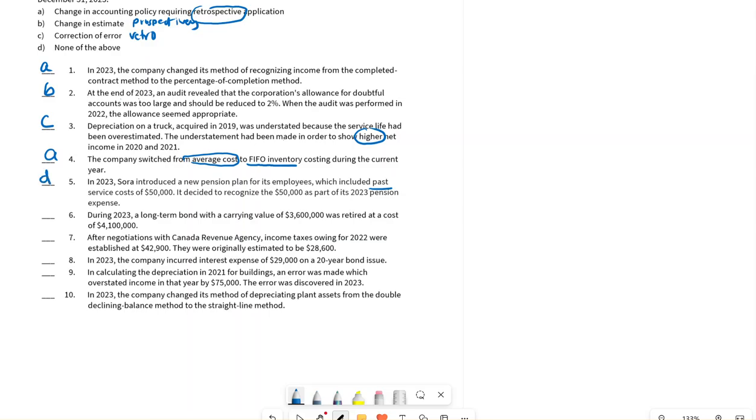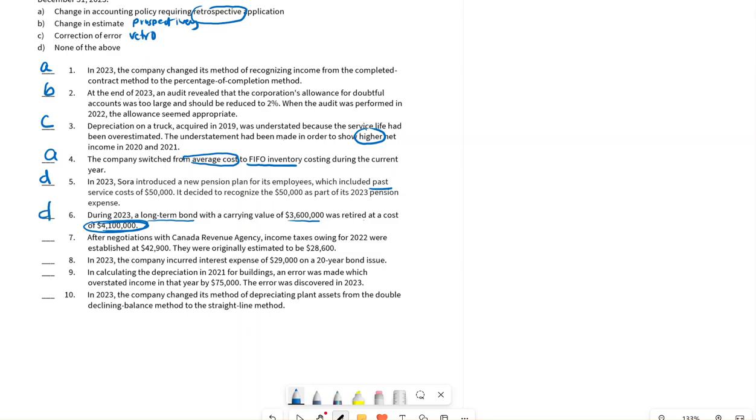Going further, we have, during 2023, a long-term bond with a carrying amount of 30 was retired at the cost of 41,000. There's nothing wrong with it. So you retire a bond, you have a loss or a gain, but there's no mistake. They retired at 41, they could have a gain or a loss. So if they retire it, there's nothing wrong with it.